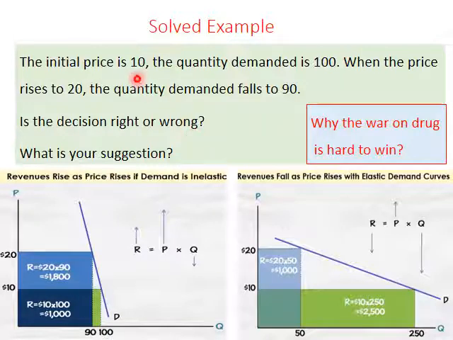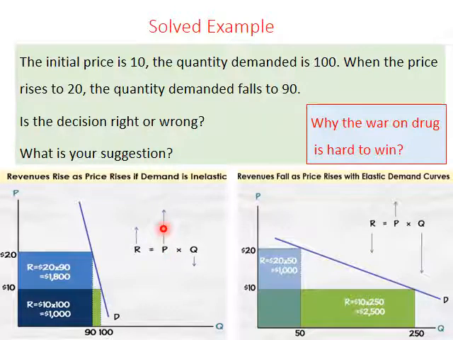In order to say right or wrong, we have to calculate the total revenue in the two cases. The total revenue, as you know, equals price times quantity. So we calculate price 10 times 100, it will be 1000, and 20 times 90, it will be 1800. So raising the price is the right decision, and the elasticity is inelastic, because as the price increases, the total revenue increases.